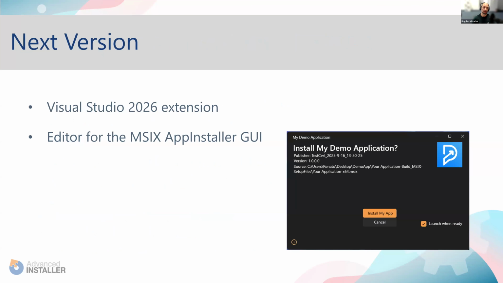For the next version of Advanced Installer, that will be released in a couple of weeks, if not this one, depending on how testing goes, there are two major highlights that I wanted to share with you. We're having support for Visual Studio 2026. It was tested with a preview version of Visual Studio. Everything looks okay. It should be up in the marketplace very soon.